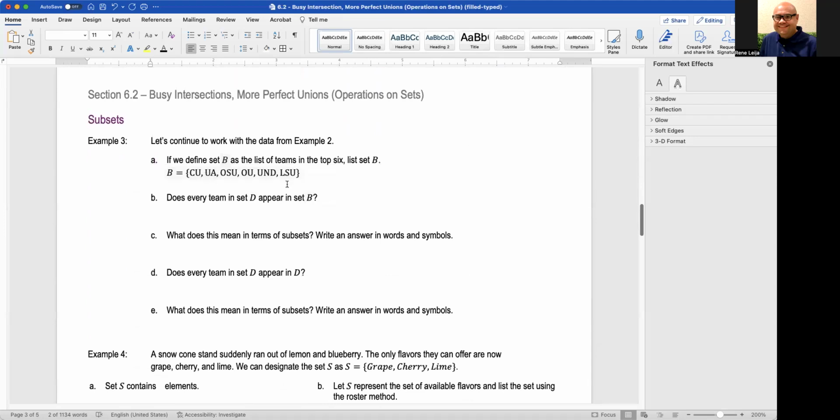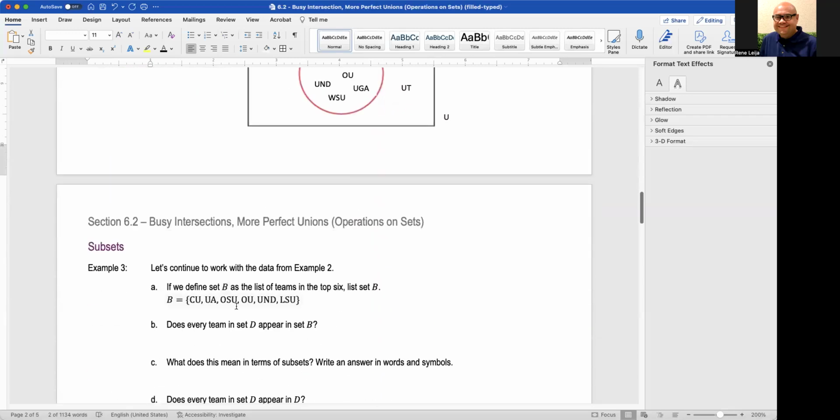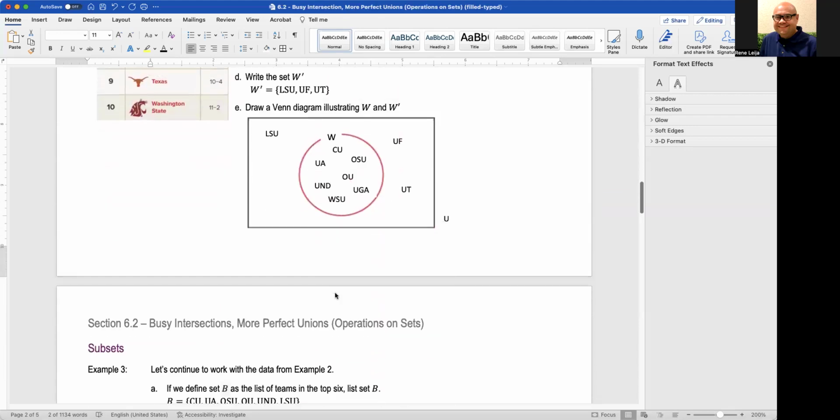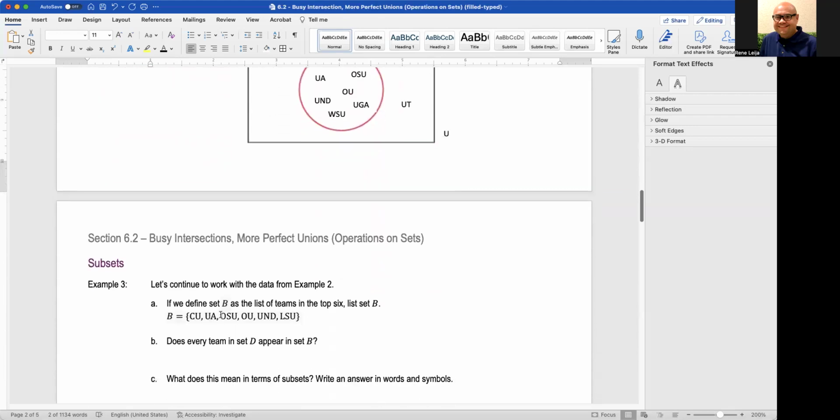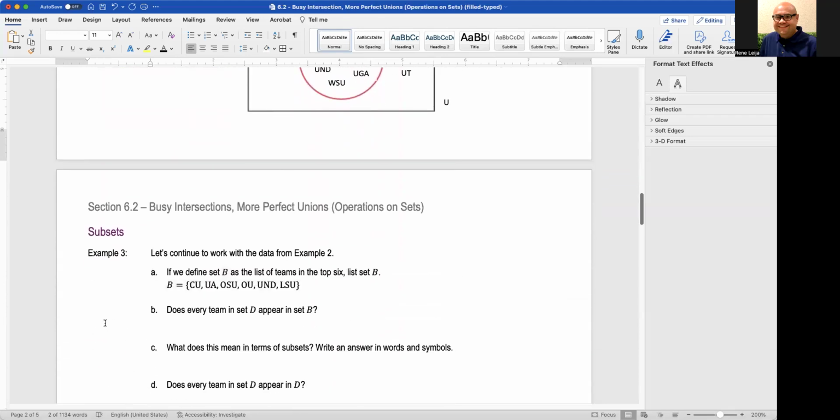So remember that was, I already forgot. Ohio State University, yes. University of Alabama, yes. And University of Notre Dame, yes. So every team that's in set D does appear in set B. So what does that mean? Well, if set D is in set B, then that means we have a subset.